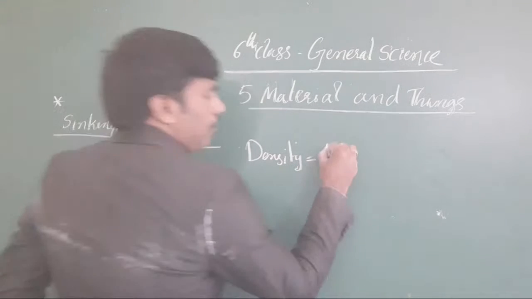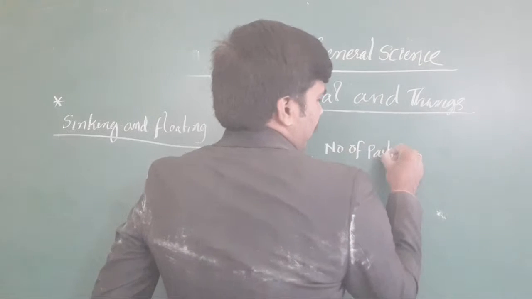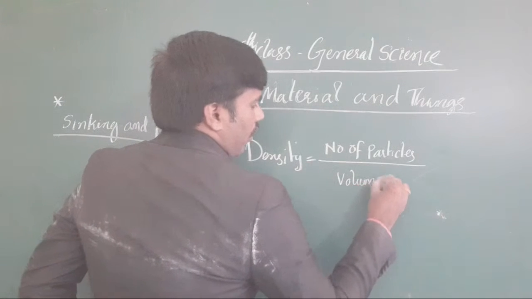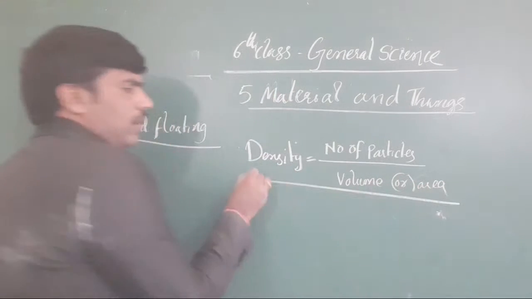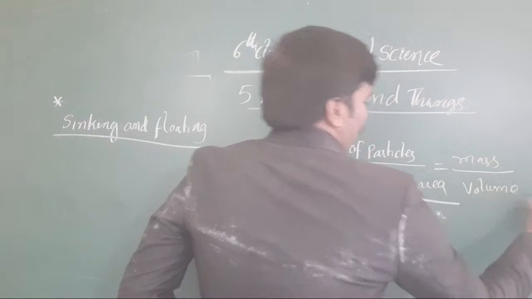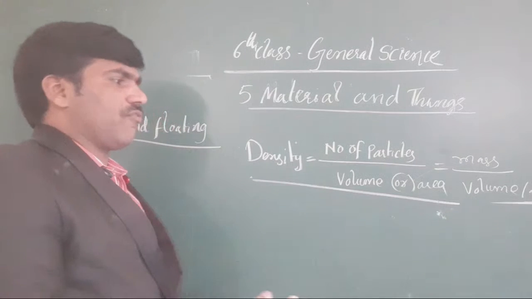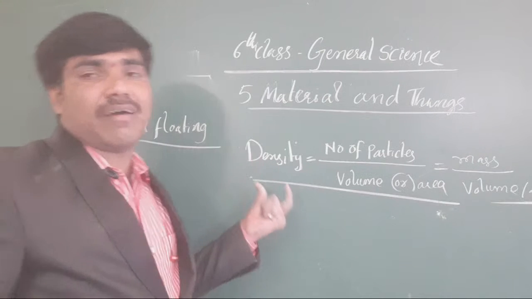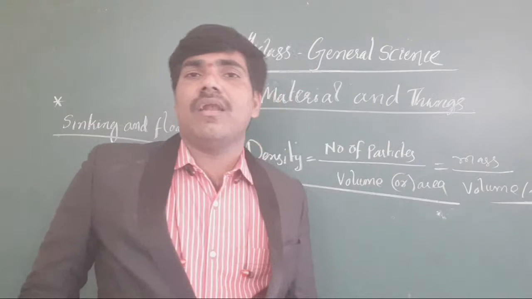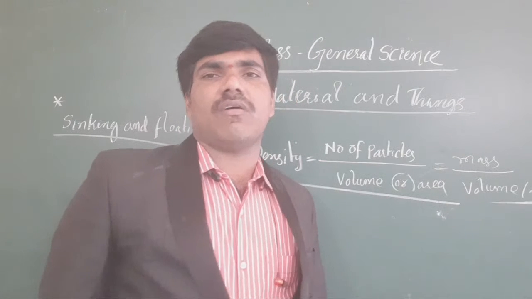Density is the number of particles per volume or area, or mass by volume. Okay, clear or not, all the students? More particles in the same area is called high density, and fewer particles in the same area is called low density. Rarer media contains less density. Denser media contains more density.